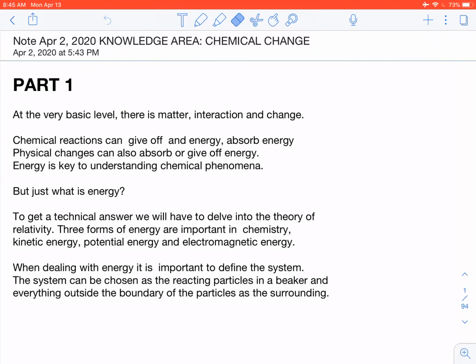In our previous lessons, we dealt with the knowledge area matter and materials. Now we're going to look at the knowledge area chemical change. So, at a very basic level, we find that there is matter, interaction, and change. Now we know that chemical reactions can give off energy as well as absorb energy. We also know that physical changes can give off energy as well as absorb energy.